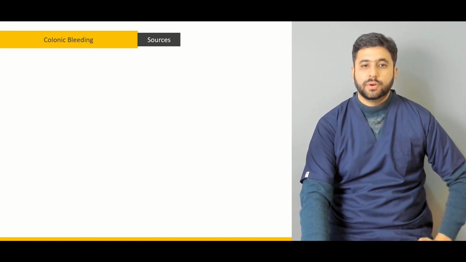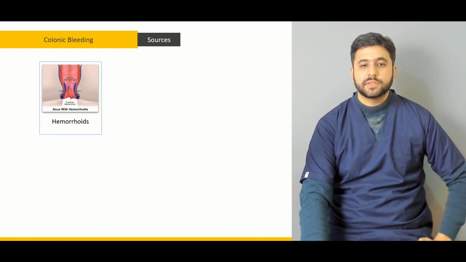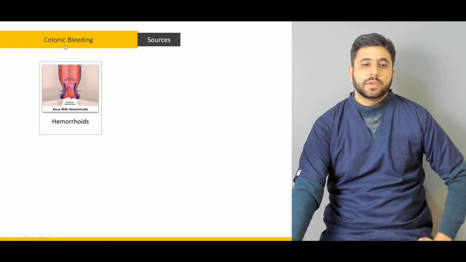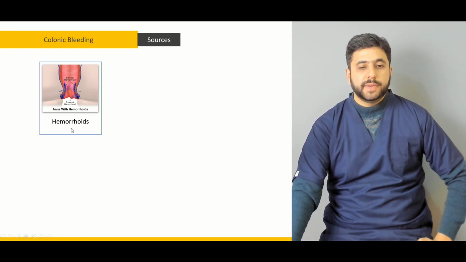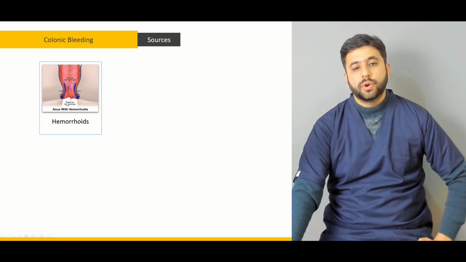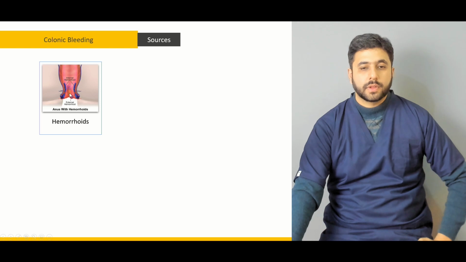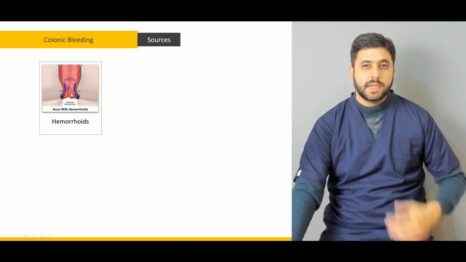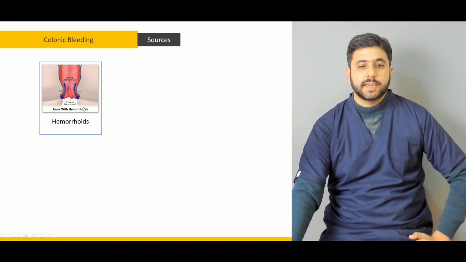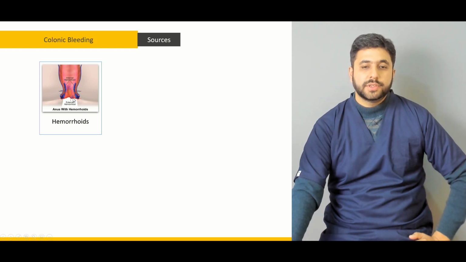Let's look at the large bowel or the colon. What are the various causes of bleeding in the colon? By far, the number one cause of bleeding in a patient with a colon problem is hemorrhoids. You know, these hemorrhoids are dilatations of the veins in the submucosa, especially presenting in the rectum. There are two parts, the external and the internal. The external hemorrhoids generally bleed.